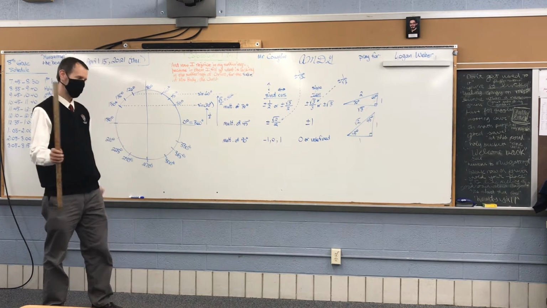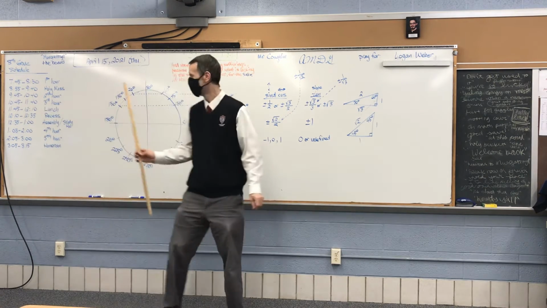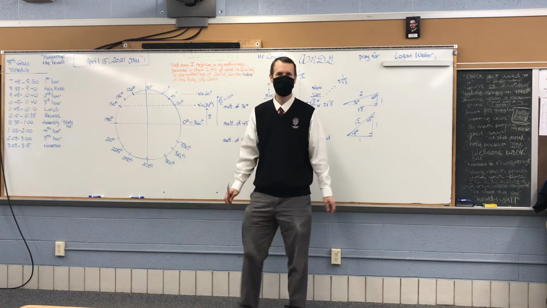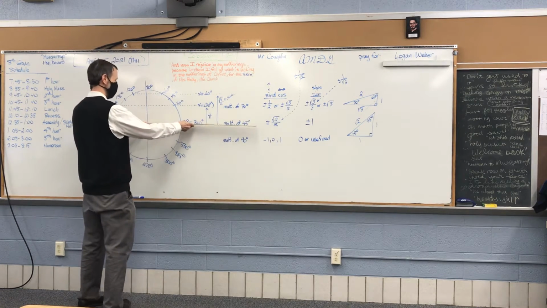1. What's the cosine of 0? 1. So the sine of 0 is 0. Cosine of 0 is 1. What's the tangent there? The tangent is 0. The tangent is slope, which is 0.